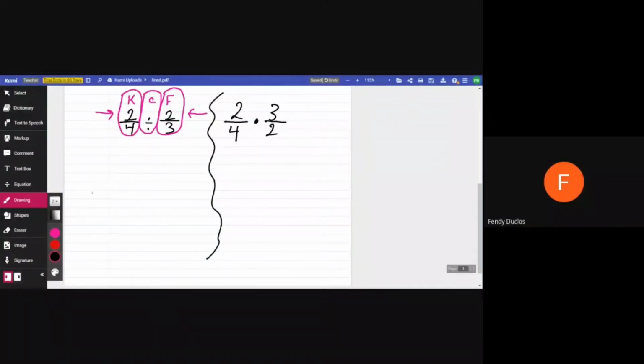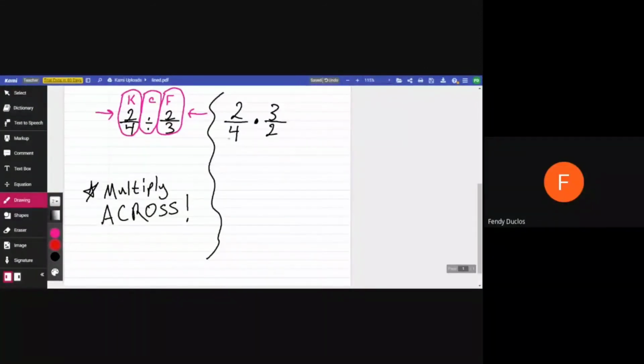And if you remember, the final step, and sometimes scholars get caught up here, they want to do the butterfly method, they want to cross multiply. No, you're going to multiply across. We're going to multiply across.